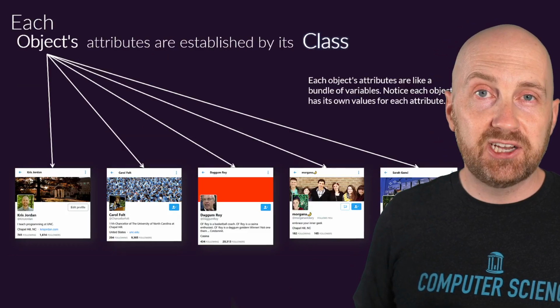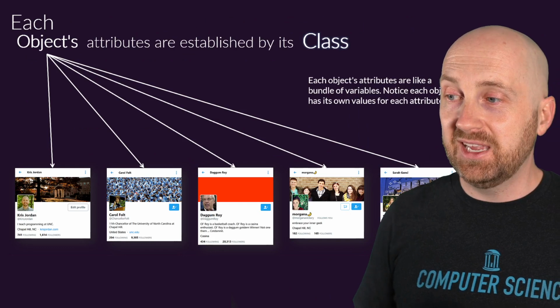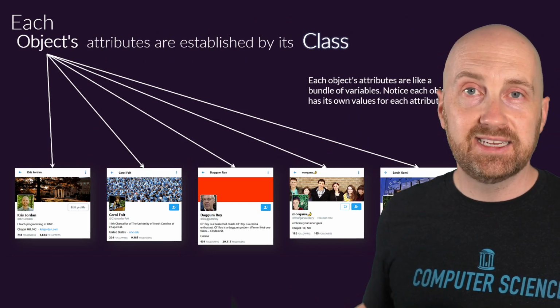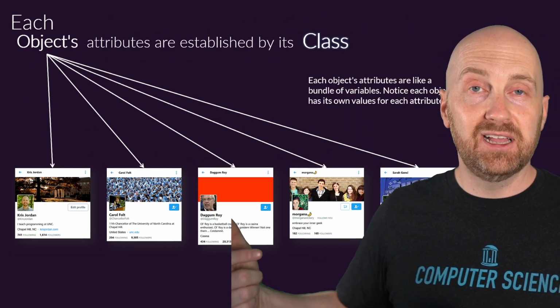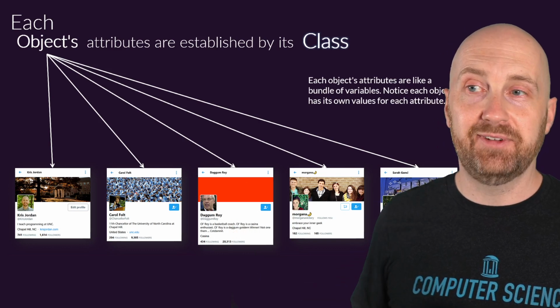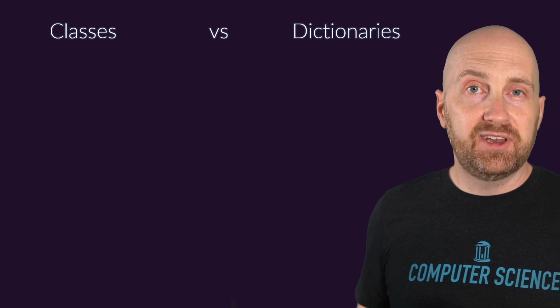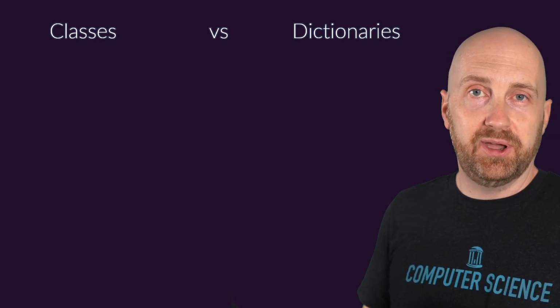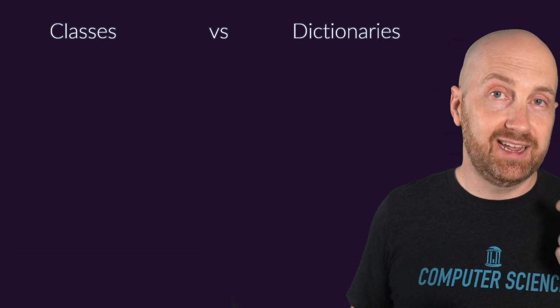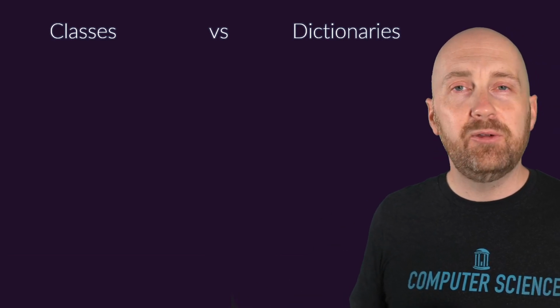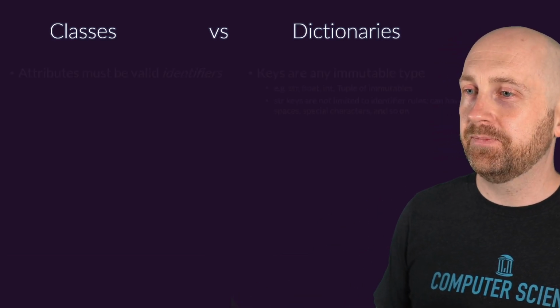Each object's attributes are established by the class. So each of the objects shares the exact same set of available attributes, but each has its own specific values associated with those attributes. We've previously looked at dictionaries, which are also a composite data type and allow you to associate a key with a value.